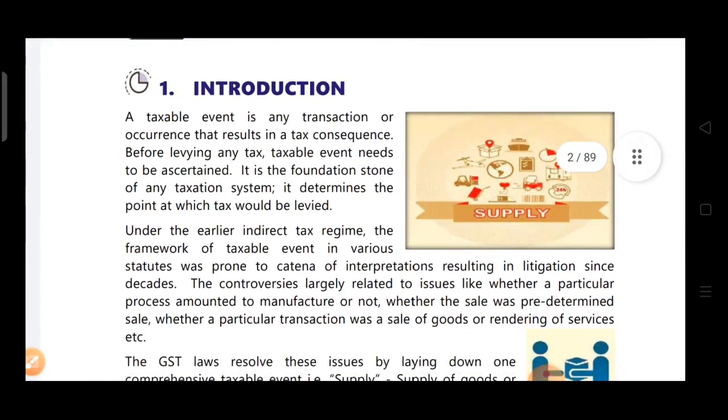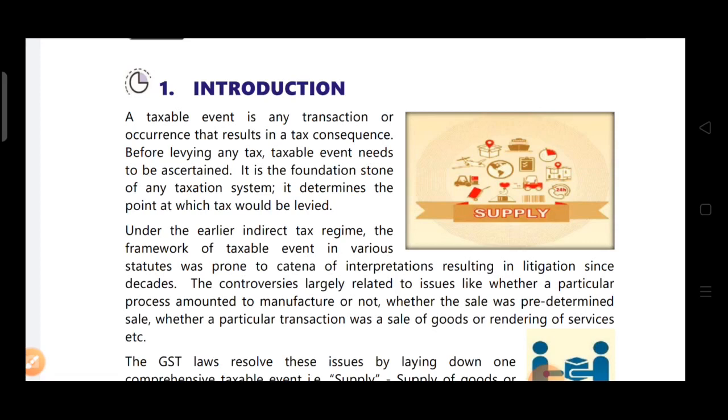Introduction. A taxable event is any transaction or occurrence that results in a tax consequence. So first you need to understand the term taxable event. A taxable event means the event which is taxable, any transaction that results in a tax consequence. Suppose a transaction has taken place between the parties, and the result is that the transaction results in a tax consequence, means that transaction is taxable. That is a taxable event, an event which is taxable.